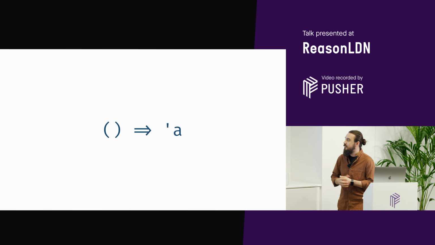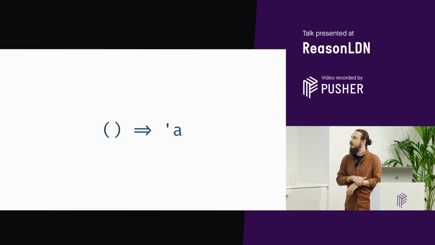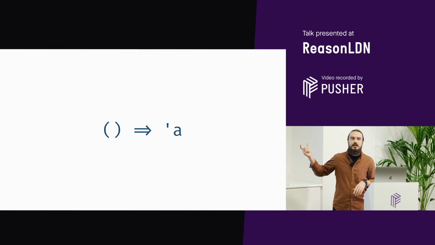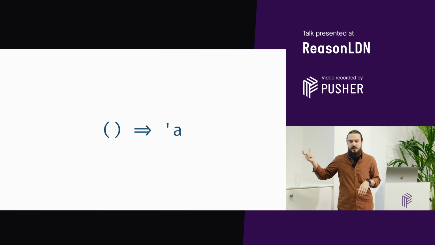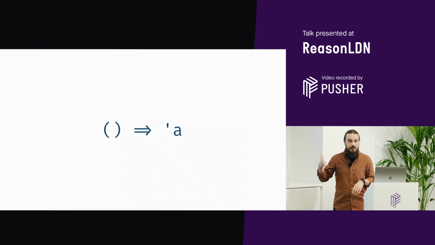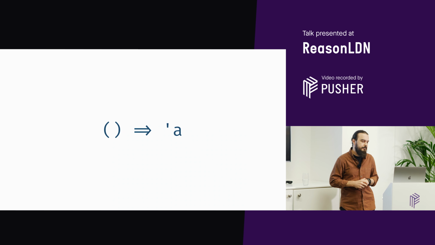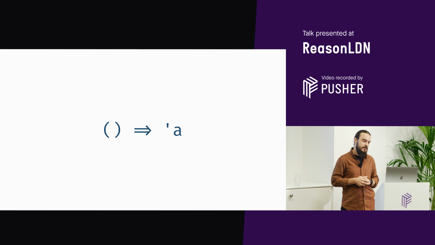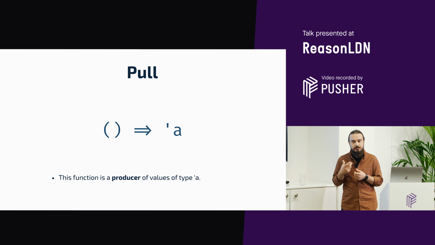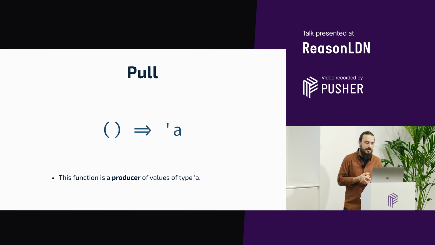There's a type for that. So this is not actual Reason or OCaml syntax. I simplified it a bit. But essentially, this is a function that once called will give us a value of some type. We can continuously call it. We can call it multiple times, and we will get the value every single time. So it's essentially a producer. We can pull it. It's almost like a pull-based iterator. We can pull it, and it will give us this value.